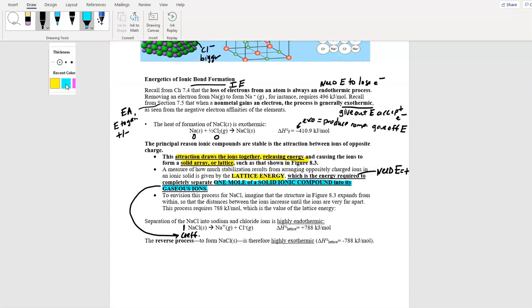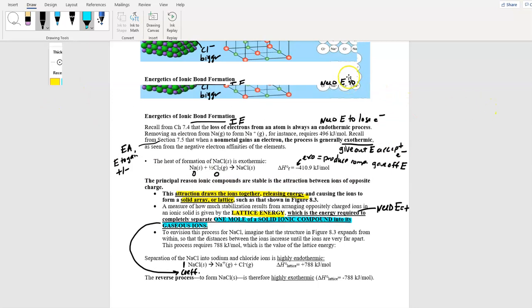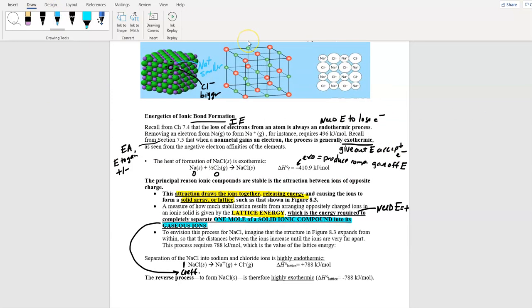So to envision this process, if we took sodium chloride, imagine the structure that you see right there above, so that the distances between the ions increase and the ions are far apart. So we take these very close ions, and then now we try to separate the ions. We're trying to break those forces apart. And when we break those forces, aka the bond, always, always, always, you need energy. And there you go. That's why you see this positive.